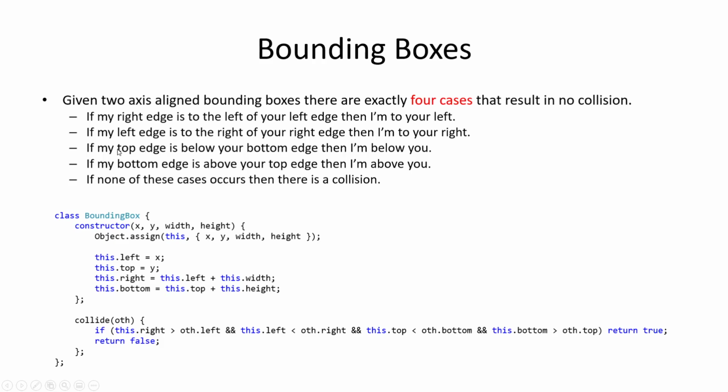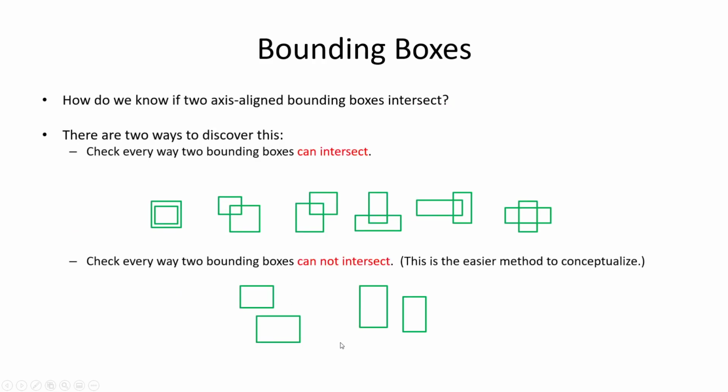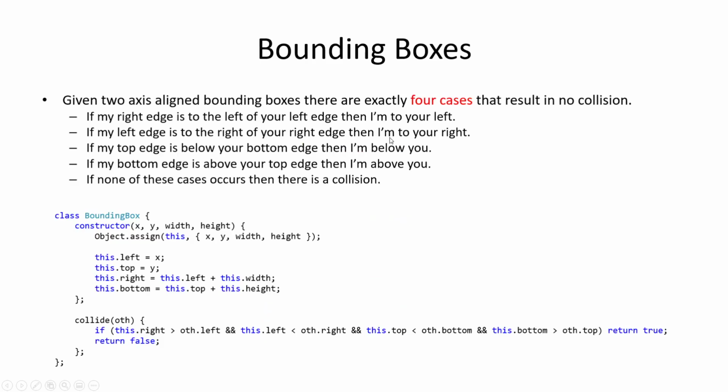Also, if my top edge is below your bottom edge, that makes a little bit more sense, but let's go back and check again. If my top edge is below your bottom edge, like this, then there's no intersection, I'm below you. Likewise, if my bottom edge is above your top edge, then I'm above you. These are my four possibilities. If none of these cases occurs, then there is a collision. That's the collision detection that I want to do there.